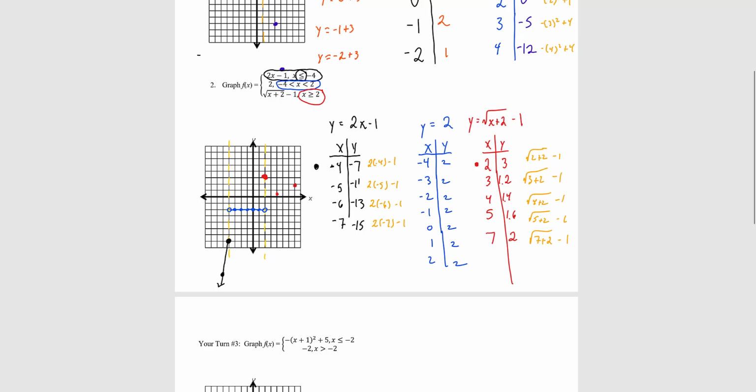Uh-oh, I've got a mistake somewhere. Oh, and I see it. Instead of 2, 3, square root of 4 is 2, minus 1 should be 1. So I had a couple little mistakes there.